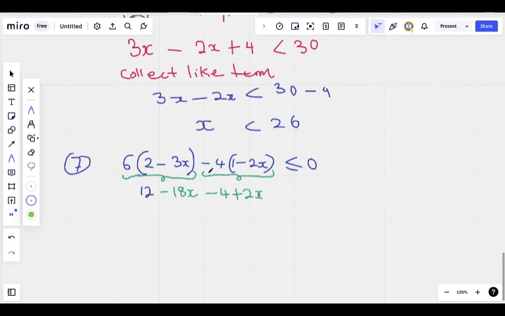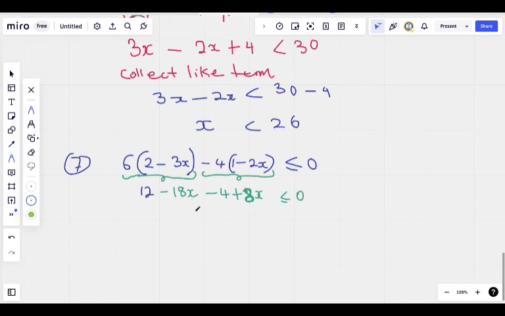Sorry, negative 4 times negative 2x, we get positive 8x, right? Because 2 times 4 is 8. We get positive 8x. Then we say everything is lesser than or equal to 0. Now we collect like terms.